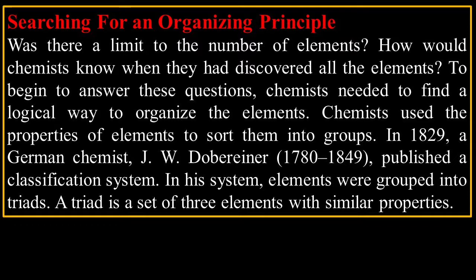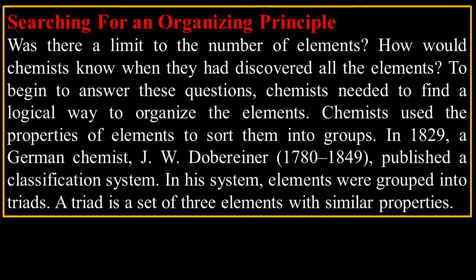The mid-1800s: searching for an organizing principle. Was there a limit to the number of elements? How would chemists know when they had discovered all the elements? To begin to answer these questions, chemists needed to find a logical way to organize the elements. Chemists used the properties of elements to sort them into groups.